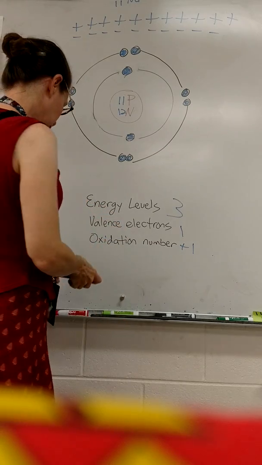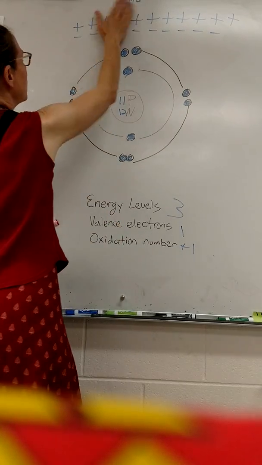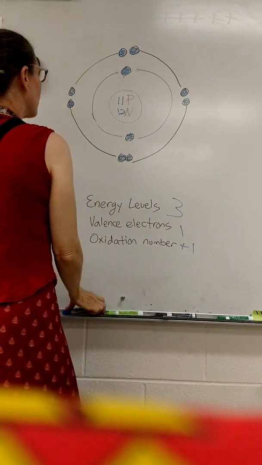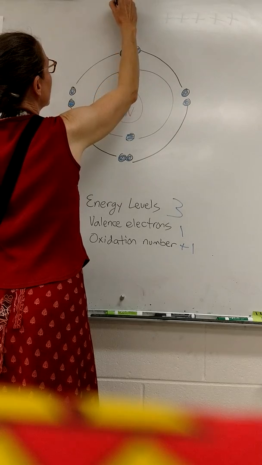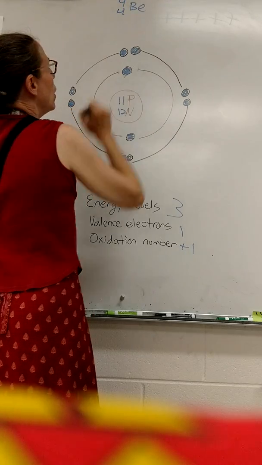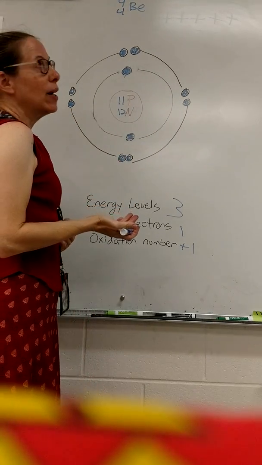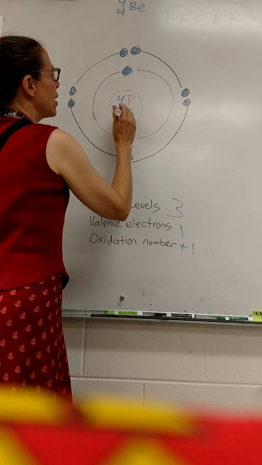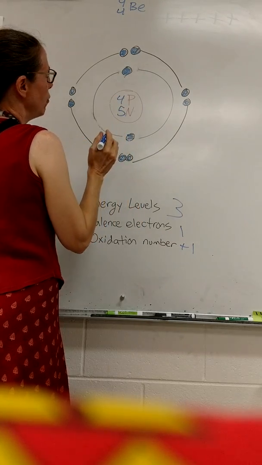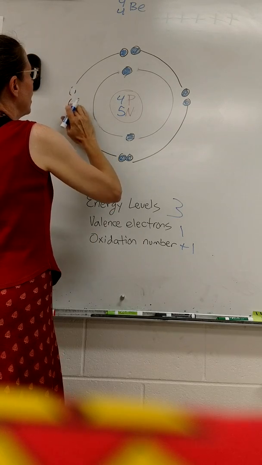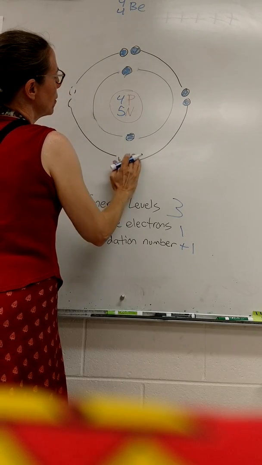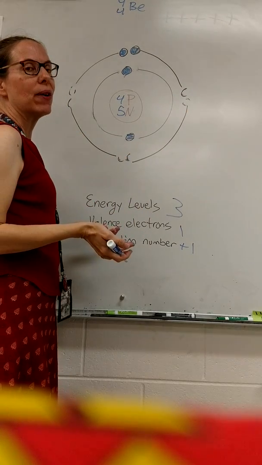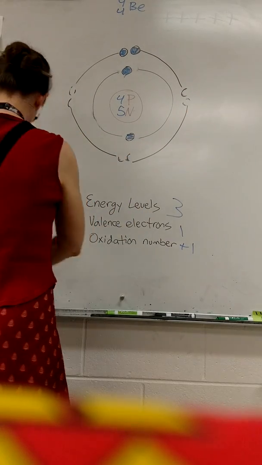Let's try this with another atom. Let's do beryllium. Beryllium has an atomic mass of 9 and an atomic number of 4. So we know that it has 4 protons, 5 neutrons, and it only has 4 electrons. So here's my Bohr model of a beryllium atom.